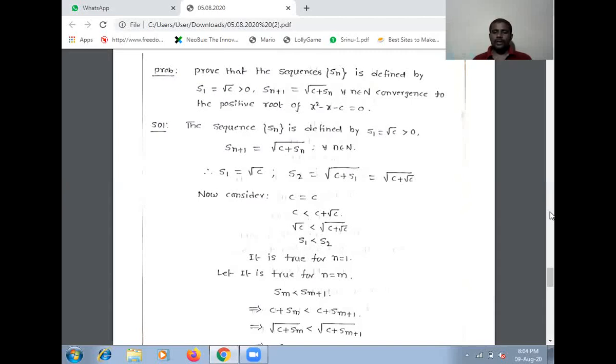So let it be true for n equal to m. Now we have to prove by the mathematical induction method.